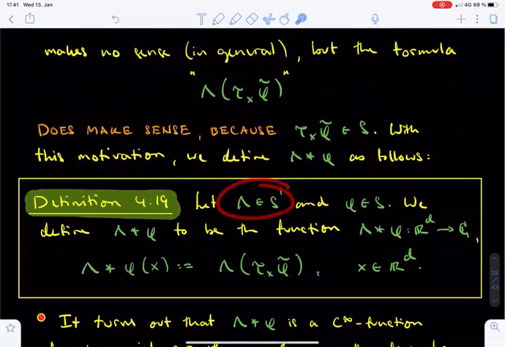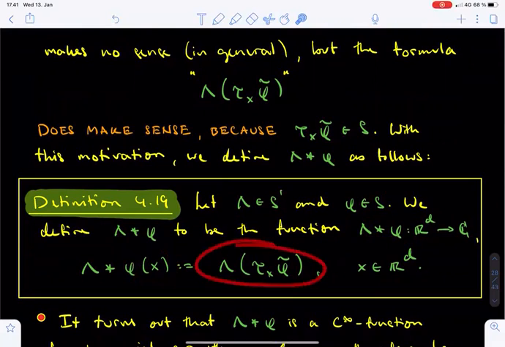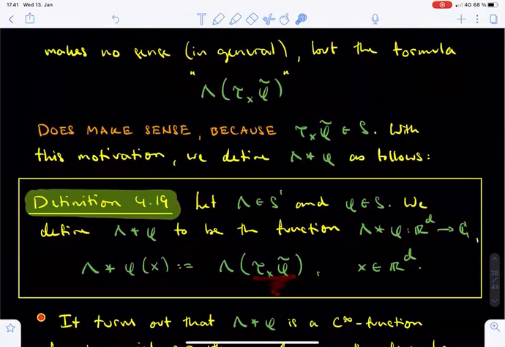If lambda is a tempered distribution and phi is a Schwarz function, then the convolution between lambda and phi is defined to be the function whose value at the vector x in R^d is given by the value of lambda evaluated at the Schwarz function tau x of tilde phi.